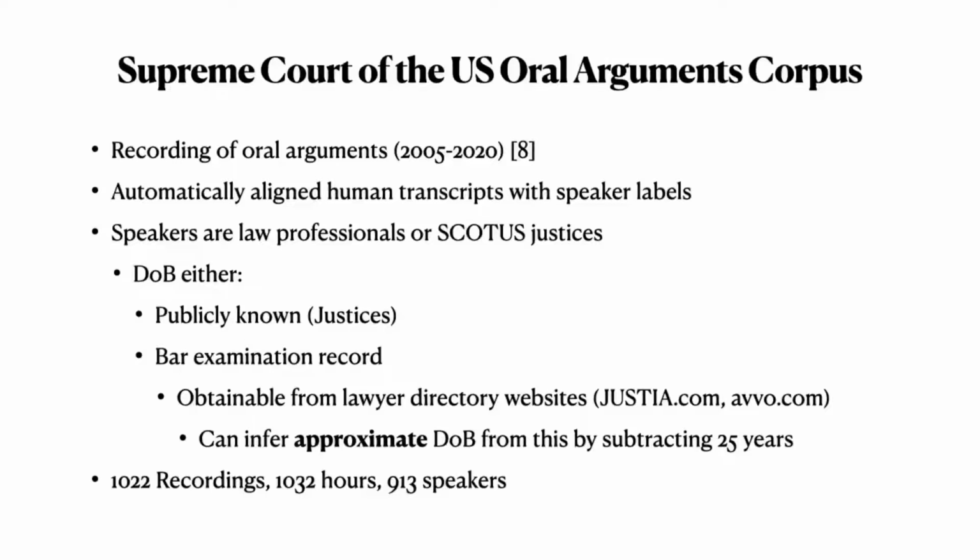These have been human transcribed with speaker labels and then automatically aligned. The speakers in this corpus are either law professionals or the justices, meaning their date of birth is either public domain or some age information can be obtained by finding out when they registered to practice law with their state Bar Association. The approximate date of birth can then be obtained by subtracting 25 years from this date.